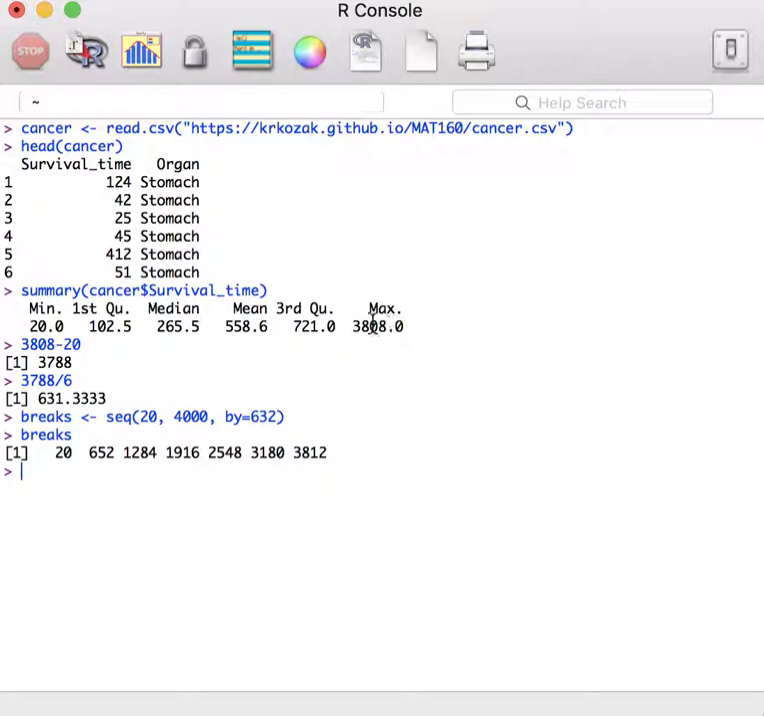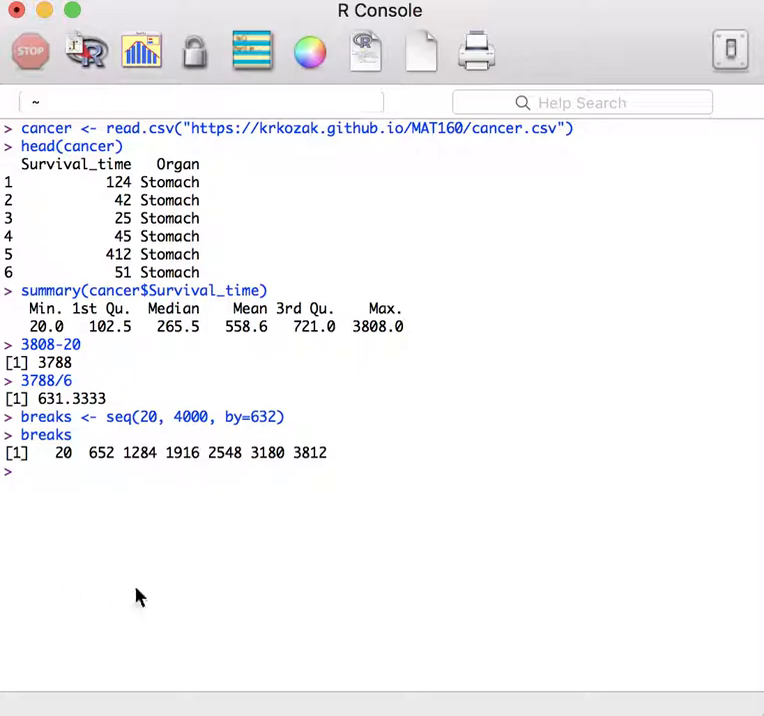Now you're saying, well, the maximum is 3808, but the next class actually starts at 3812 and then goes up to some other number. So we're going to go ahead and go with this and see what happens. Now we're going to take all of our survival times in this data set and find out how many data values fall between 20 and 652, how many fall between 652 and 1284, and so forth. So we're going to chunk up or divide up our survival time data into these classes and count how many are there.